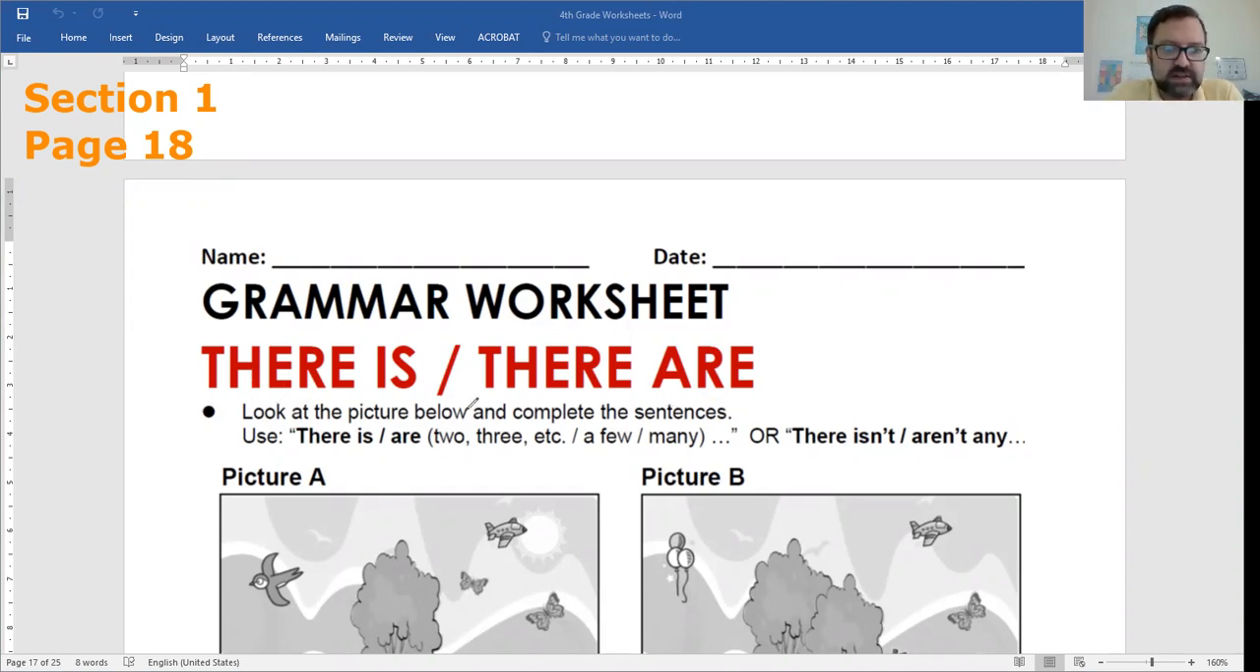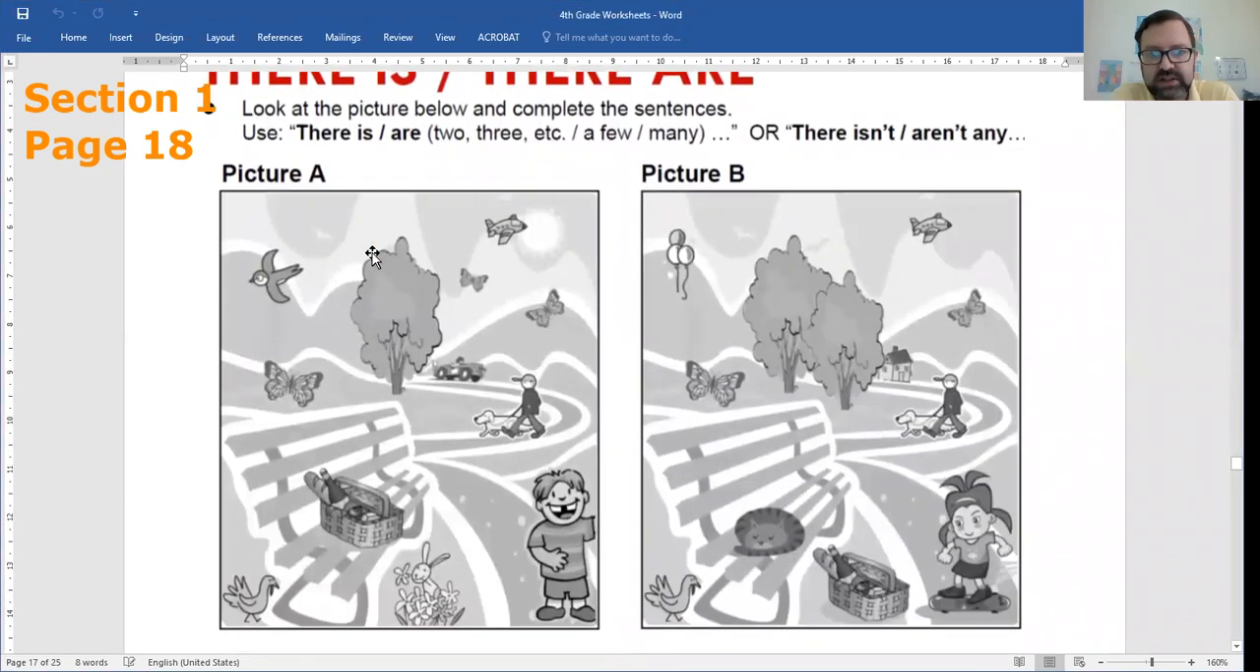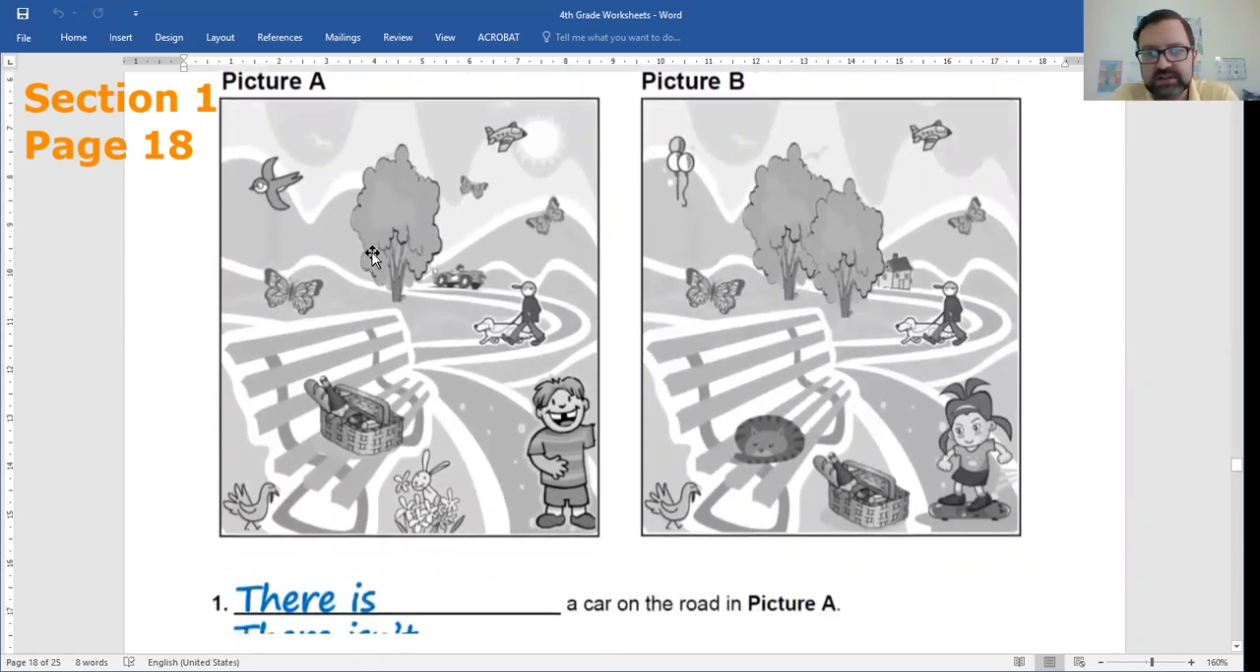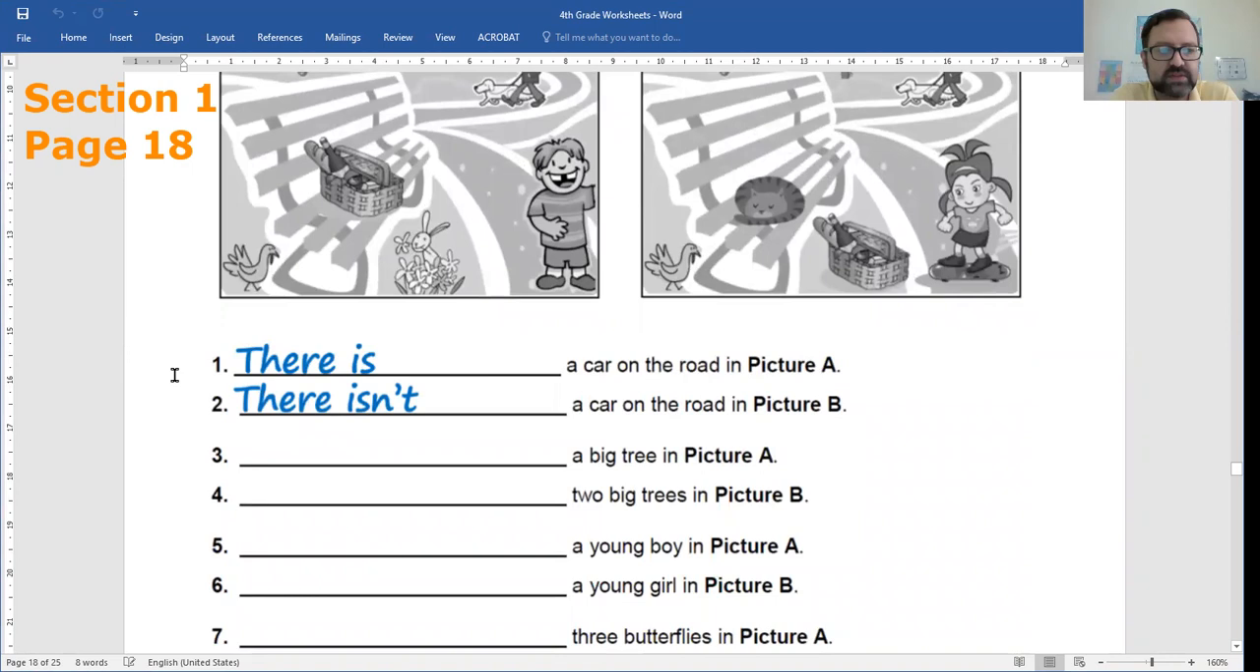So it says, look at the picture below and complete the sentences. Use there is or there are, two, three, etc., a few, many, or there isn't or aren't any, whatever, okay? So we have picture A and picture B. They are both similar, but they are not the same. Some things are a little different. All right, so we have an example here. Numbers one and two have been done for you.